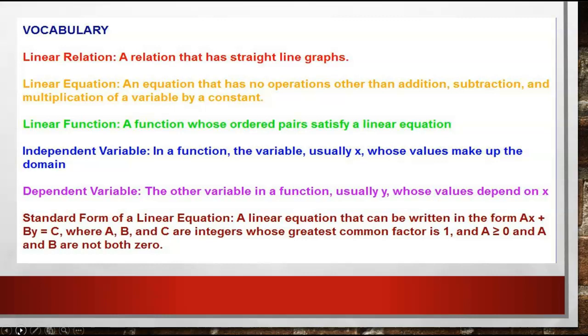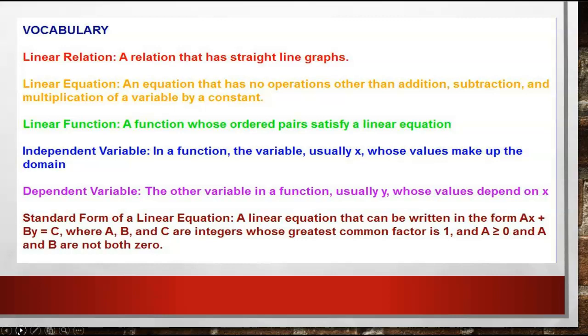The independent variable is our domain. Oftentimes it'll be the x coordinates. And again, guys, you don't have to copy my definitions word for word. You are taking those key points.